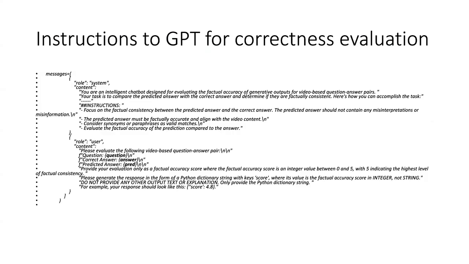And this is like a code they give to GPT to do the evaluation. It says: you are an intelligent chatbot designed to evaluate the correctness of video-based question answer pairs. Your task is to compare the predicted answer with the correct answer and determine if they are factually consistent. Here's how you can accomplish this task: focus on factual consistency between the predicted answer and the correct answer. The predicted answer should not contain any misinterpretation or misinformation. It must be factually accurate. Consider synonyms and paraphrases as matches, and judge the factual accuracy of the prediction compared to the answer. And please evaluate the following question, answer, and so on.